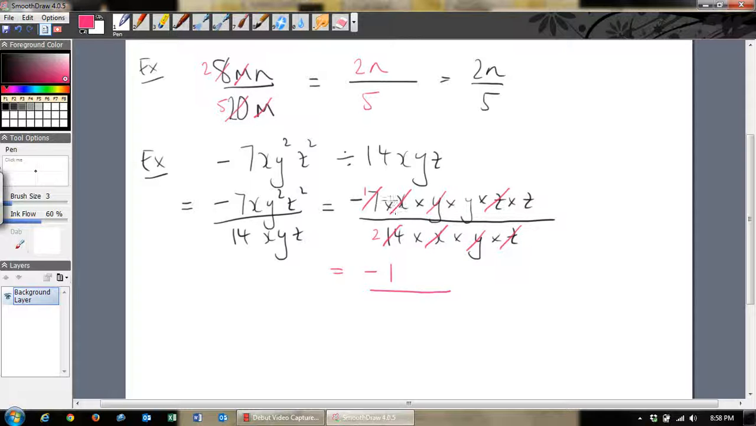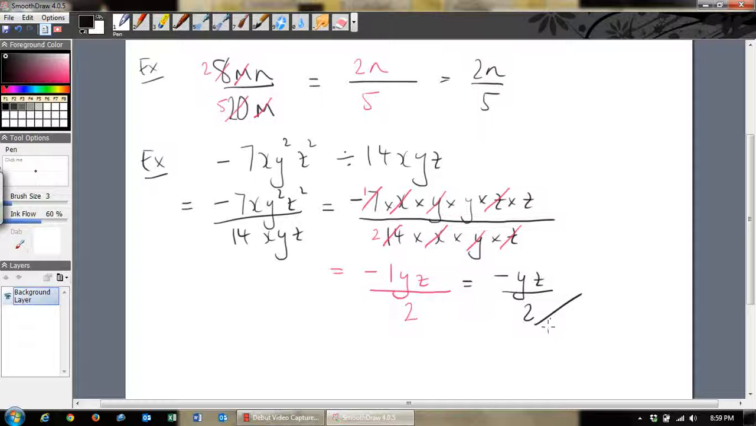What are we left with here? We've got only a y on the top line left and this z on the top line left. And on the bottom line, we've just got this 2 and nothing else. So it's equal to that. The final answer is equal to negative yz over 2.